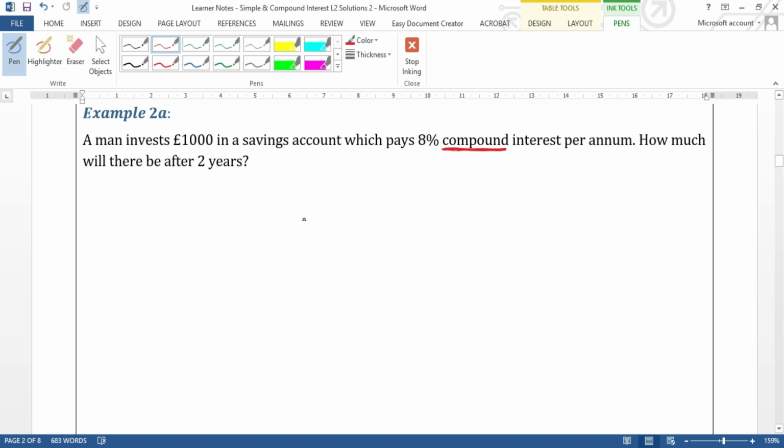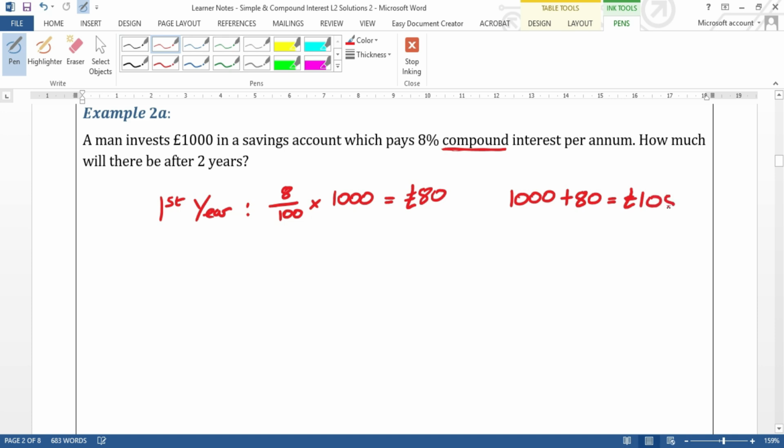It's very similar to simple interest. It starts off the same. You work out the first year, same as before, 8% of £1,000 in this case. Let's do that on the calculator. 8 divided by 100 times 1,000 gives me exactly £80. So at the end of year 1, you've got the £1,000 which he invested plus the £80 interest, so altogether £1,080 in his account at the end of year 1.